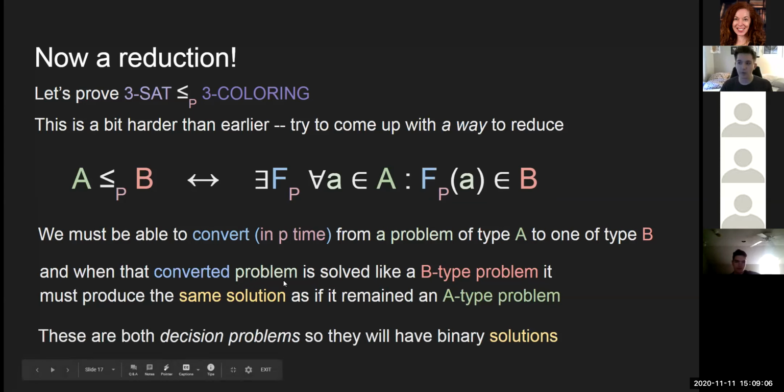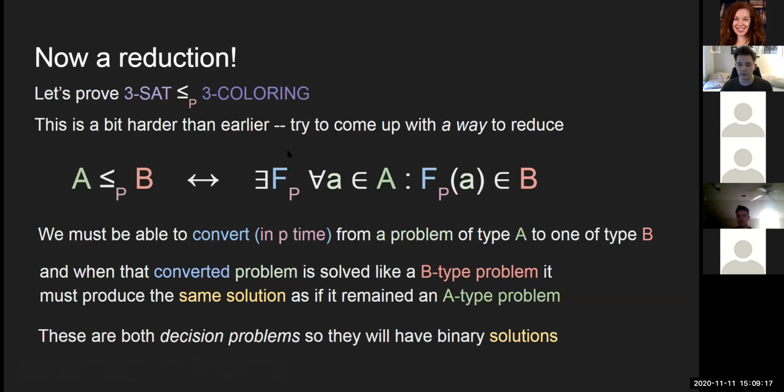So they're both decision problems. We have the 3SAT and we have the graph coloring, and they both tell us yes or no, whether we can or whether we cannot. So we know that the solutions will be binary, so we don't need to worry about that too much. We just need to make sure that they are correct.